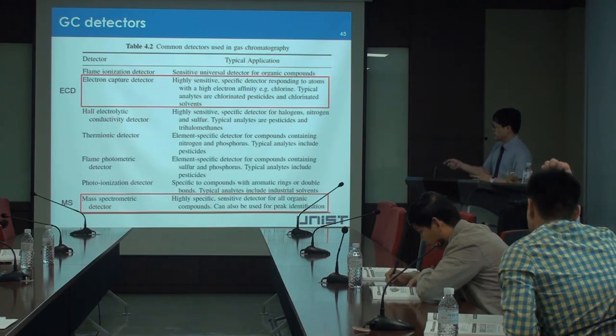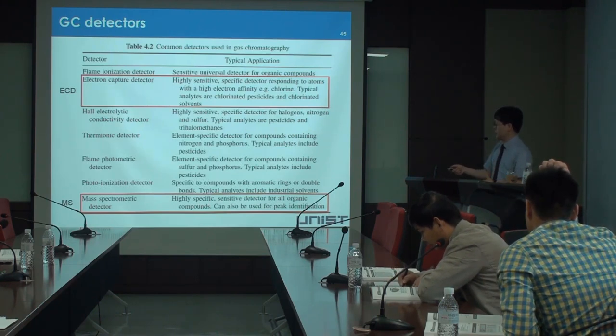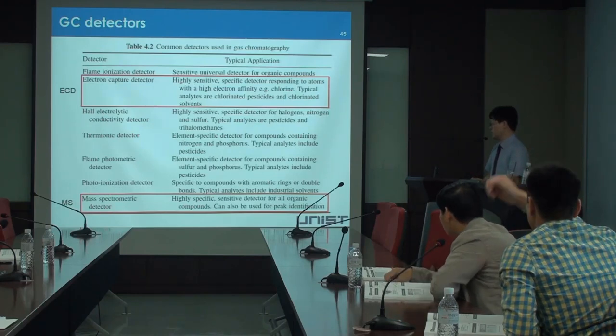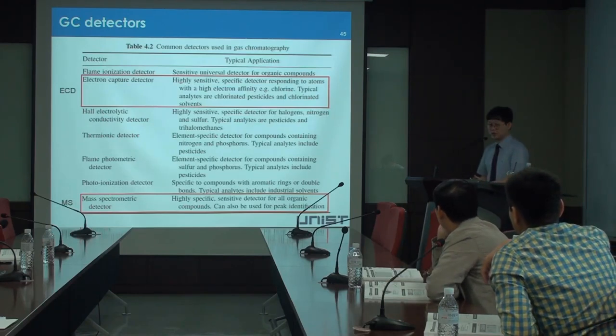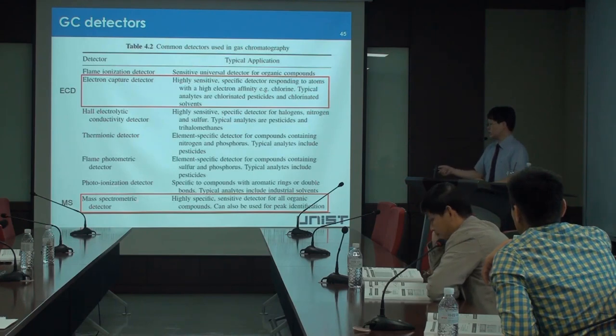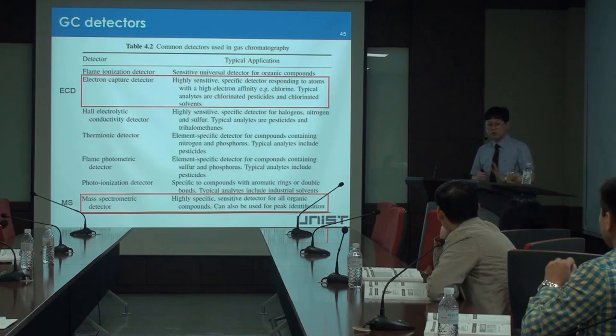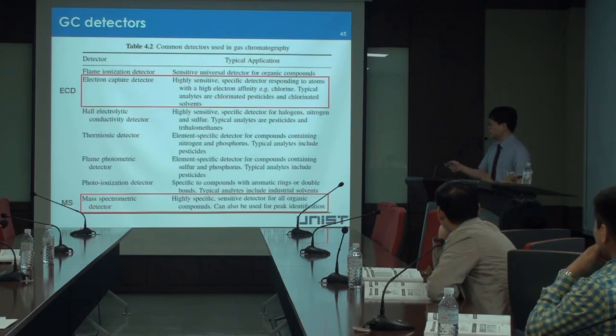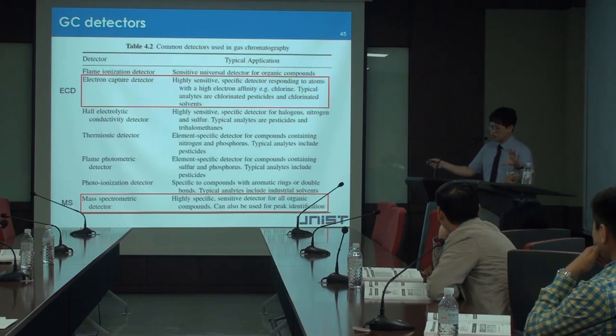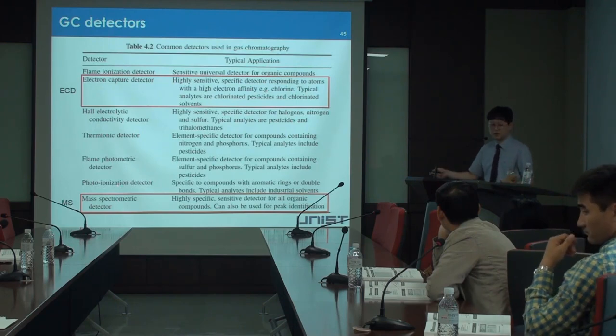Okay. And the other one is used for specific chemicals. And the last one is a very universal detector, the mass spectrometric detector. This can be used for many of the chemicals. So for POPs analysis, our option for screening is ECD, and for mirror analysis, MS.